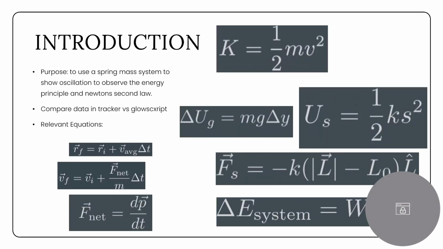Okay, so the introduction of this lab: the purpose is to use a spring mass system to show oscillation, to observe the energy principle in Newton's second law, and then compare that data in Tracker versus GlowScript, aka looking at an ideal model versus a real world model.